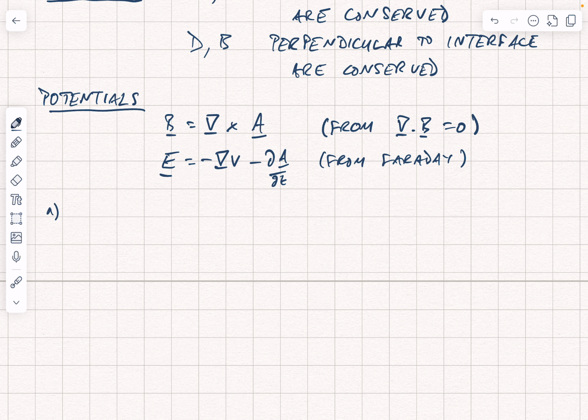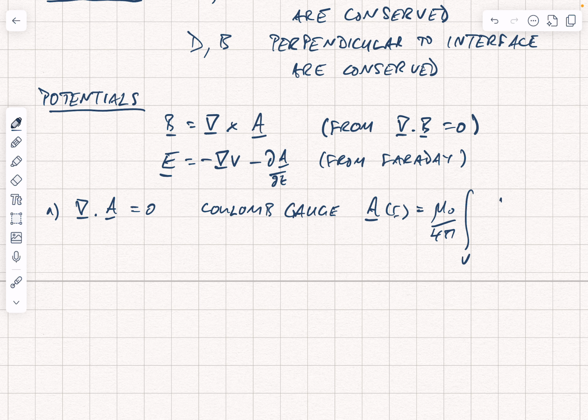The first set of solutions that we saw were the following. We set the divergence of A is equal to 0. This is known as the Coulomb gauge. It's very often used when we have time-independent fields, and if you do that then we can write the following. For the vector potential, A of r1 is mu naught over 4 pi, and then there's a volume integral of the current density J of r2 over r12 dV2. So that's a simpler way of solving for the fields than using the Biot-Savart law.